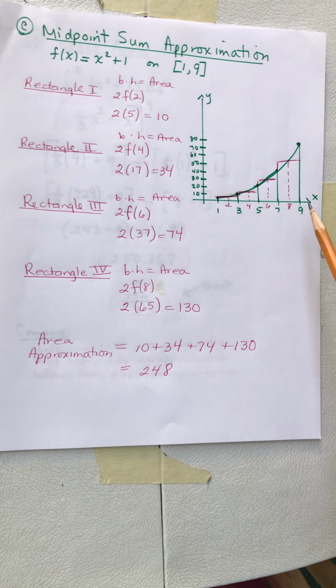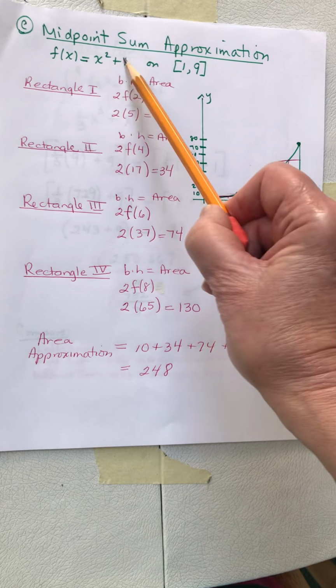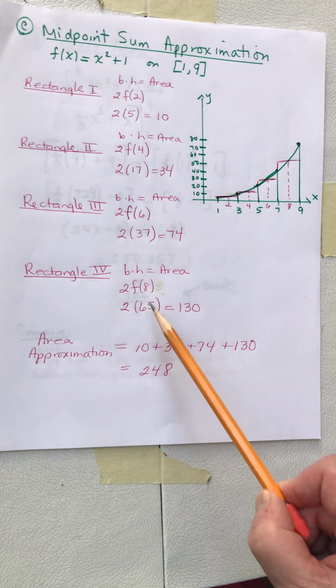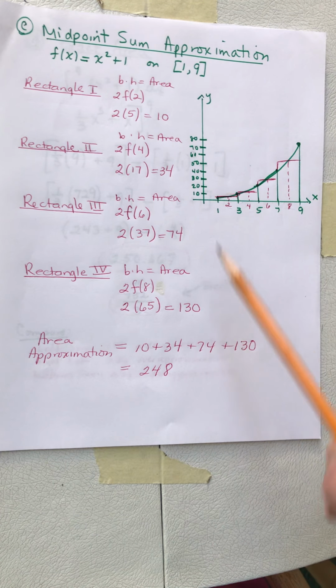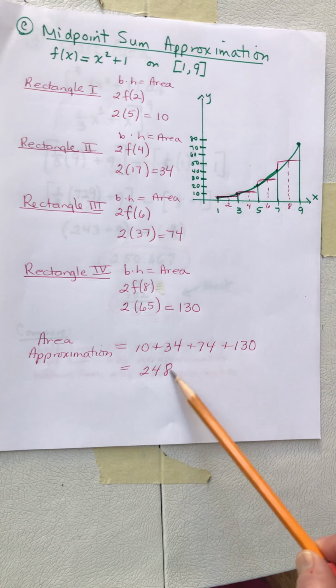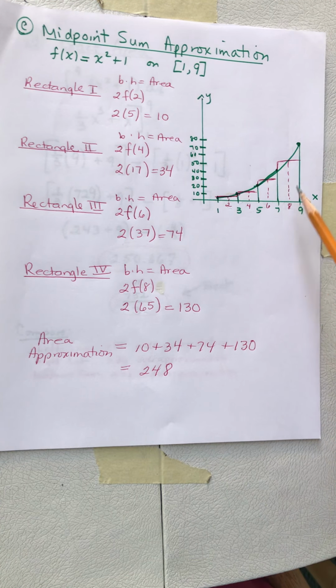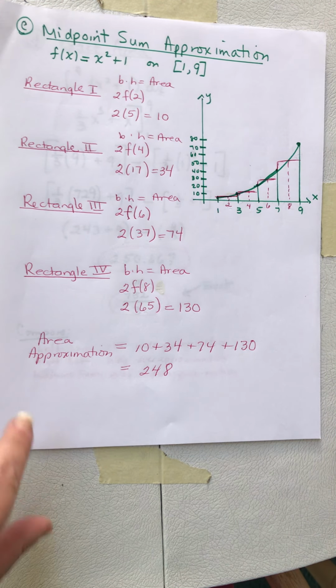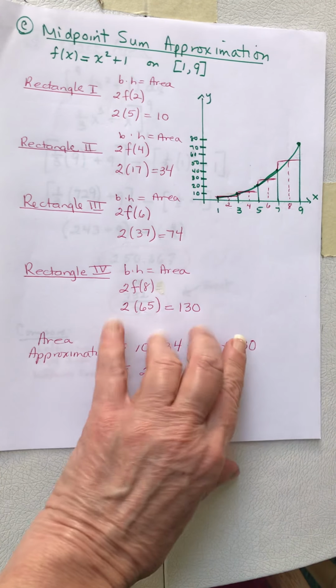And for the fourth one, the midpoint is 8. So the height is going to be f of 8. Plug 8 into the function, I get 65. 2 times 65 is 130. Now I add them up. 10 plus 34 plus 74 plus 130, and we get 248. The midpoint is sometimes a little more difficult to tell whether it's an under approximation or over approximation by looking at the diagram, because we have some extra region, some missing region, some extra region, some missing region, etc. So we can see when we find the actual area by integrating how 248 compares to that.